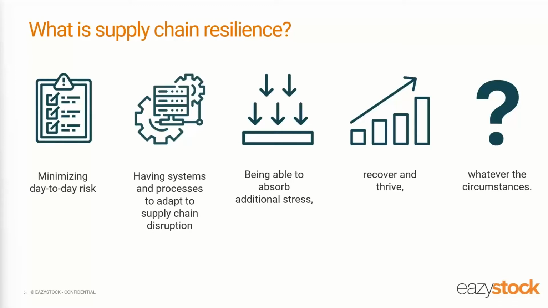So the first thing is really defining supply chain resilience. Supply chain resilience, to us here at EazyStock, is much more than just minimizing the day-to-day risks. It's truly about managing and adapting to the unknown that's coming at us from all different angles. Resilient companies today have put systems and processes in place that not only help them adapt to supply chain disruption, but also absorb the additional stress, recover from potential things that are coming at them, and thrive in whatever circumstances they're in.